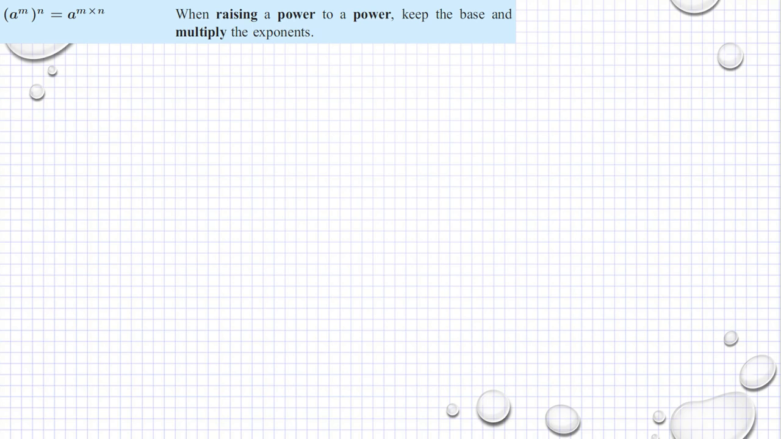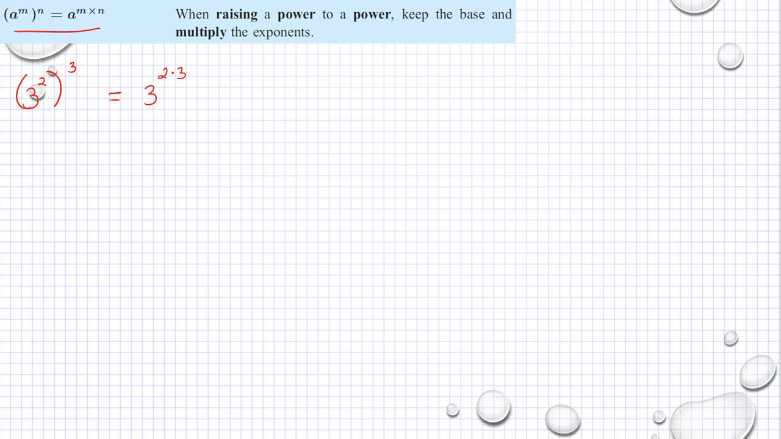Okay, the third law of exponents that I'm going to discuss is when raising a power to a power, keep the base and multiply the exponents, like this one. So if I have 3 raised to 2 raised to 3, again, power to a power, then we have to multiply the exponents. We have 2 times 3.